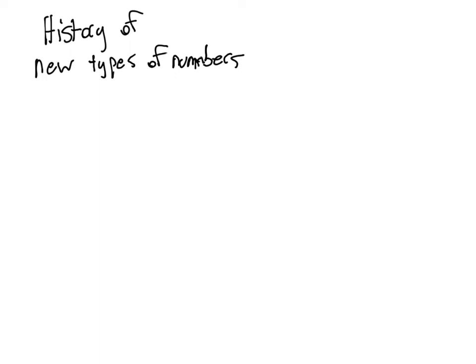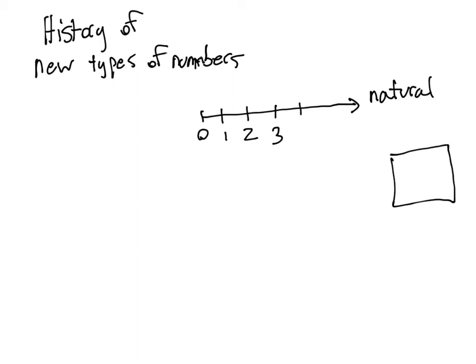So the earliest numbers that people dealt with were numbers that we used to count things, what are called the natural numbers. Numbers like 0, 1, 2, 3, and so on. These numbers on the number line. But eventually, humans also realized that there were certain problems that could not be solved just with natural numbers alone.